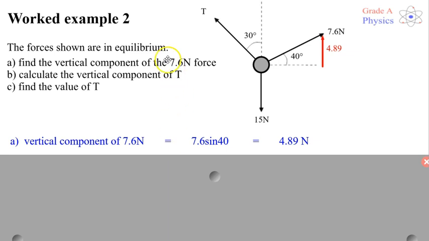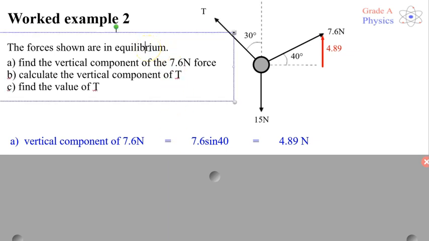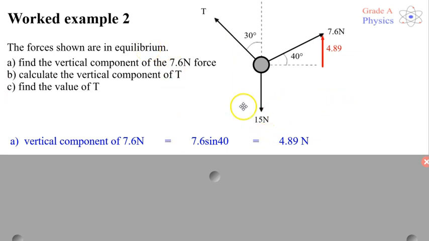So we've got to think, okay, well we're in equilibrium, as it says here. So we've got the 15 newtons acting downwards. We've got the 4.89, the vertical component of the 7.6 acting upwards. So something else over here must also be adding to this 4.89 to balance the 15. So it says find the vertical component of T. Now very often students will think, right, I need to consider what T is, but we don't know what T is. We haven't been told that, and that's actually part C.